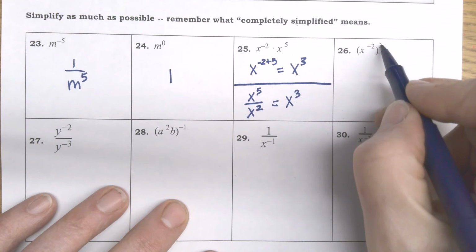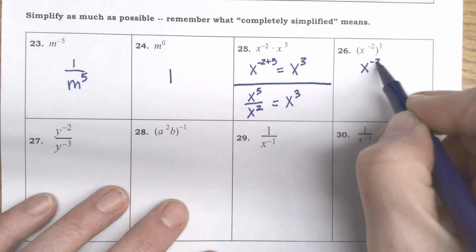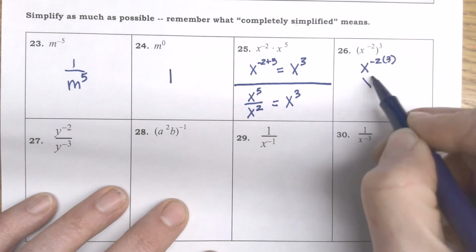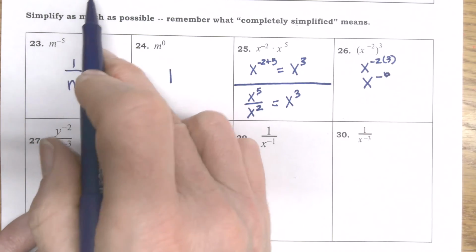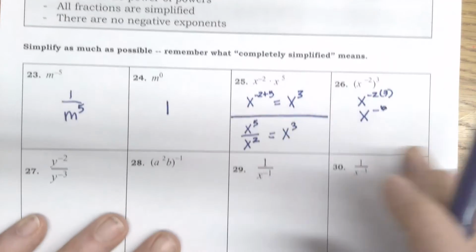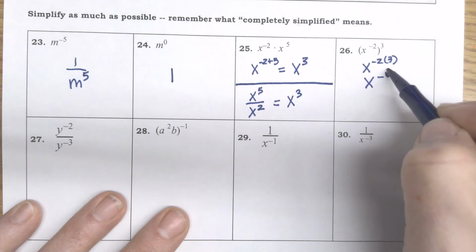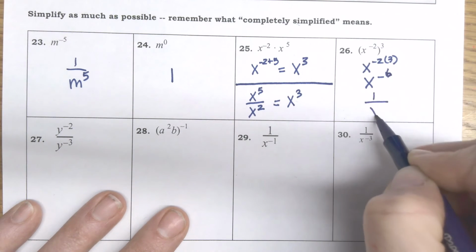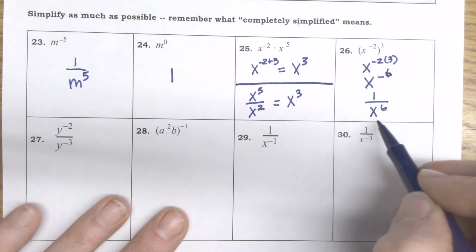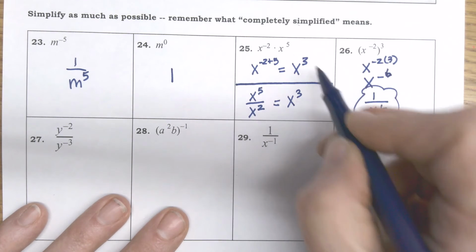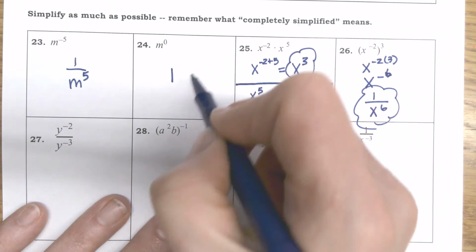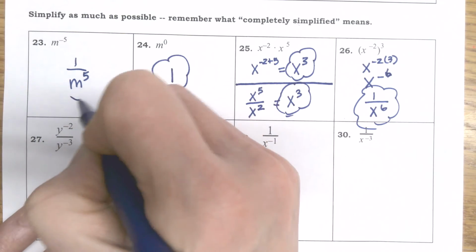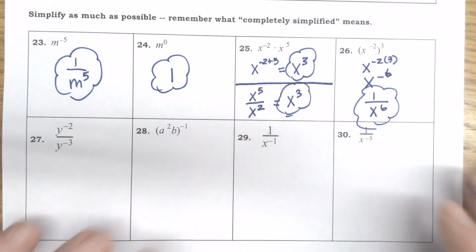When I do this next one, power on a power, hopefully you remember from yesterday that we multiply. X to the negative 6th. One of my rules is no negative exponents, so to fix that, I will bring that down to the bottom and make it positive. Final answer on that one. Final answer here. Remember, I did that 2 ways, same answer. Final answer on this one. Final answer on that one. Not a whole lot of work on those.